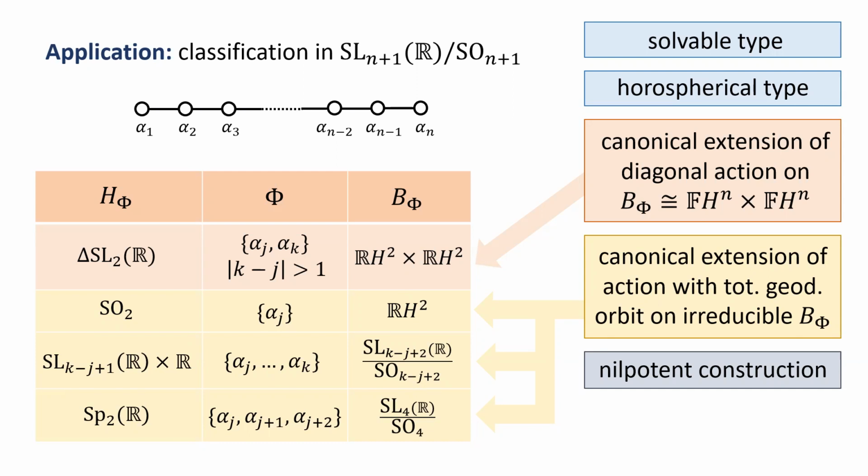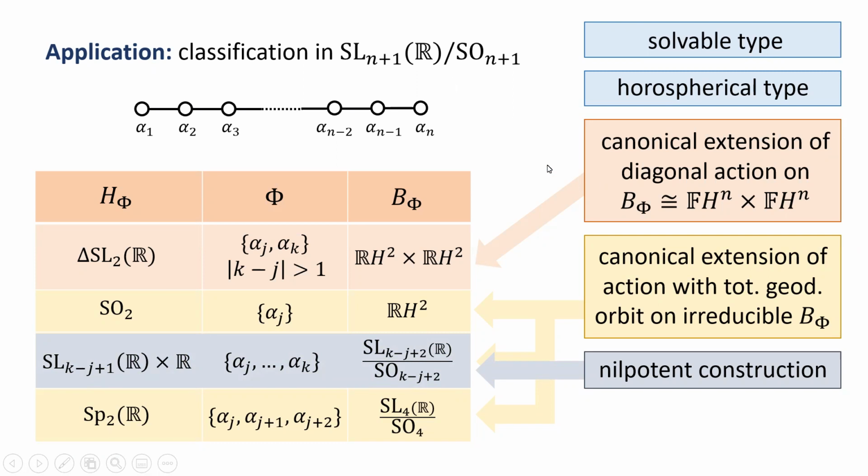Okay, but in this case, one can do it, and one gets examples. But it turns out that the examples we get are, up to orbit equivalence, the same as these canonical extensions. Okay, so this allows us to get a complete list of cohomogeneity 1 actions on these spaces.